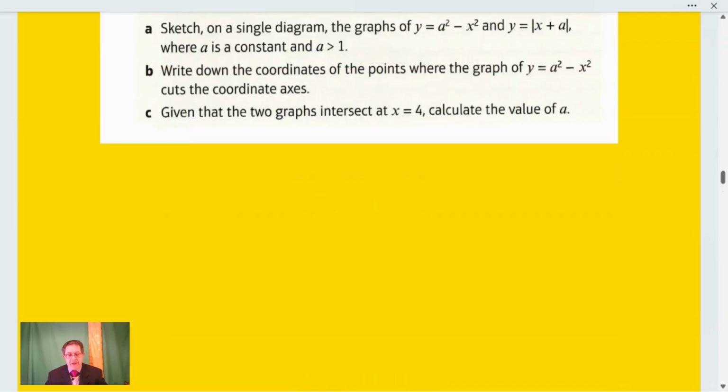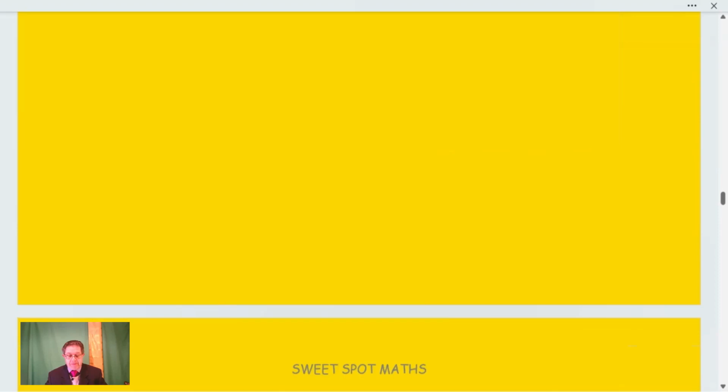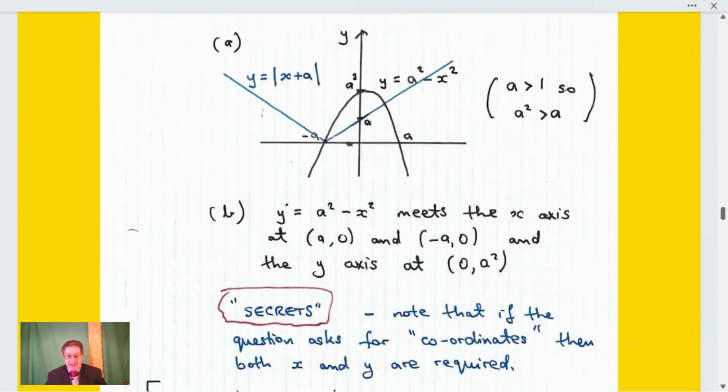Part B of this challenge. Write down the coordinates of the points where the graph a squared take x squared cuts the coordinate axes. So it cuts the axes at minus a, 0; a, 0; and 0, a squared.